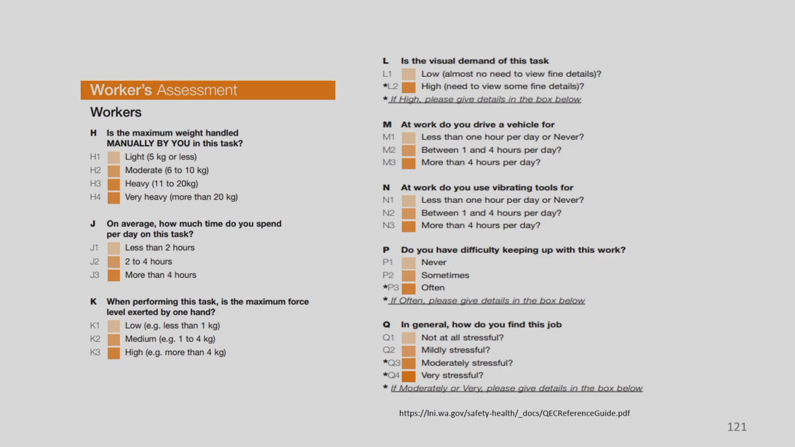So for the workers' assessment, again this is the description, and you can get any one of these things ticked. Suppose, do you have any difficulty keeping up with this work? Never, sometimes, or often. So maybe you can tick here depending on the situation, and accordingly we will get the value. The values we are going to get from the pre-computed table, as we did for other assessments like RULER, REBA and all. Let us see that as well.